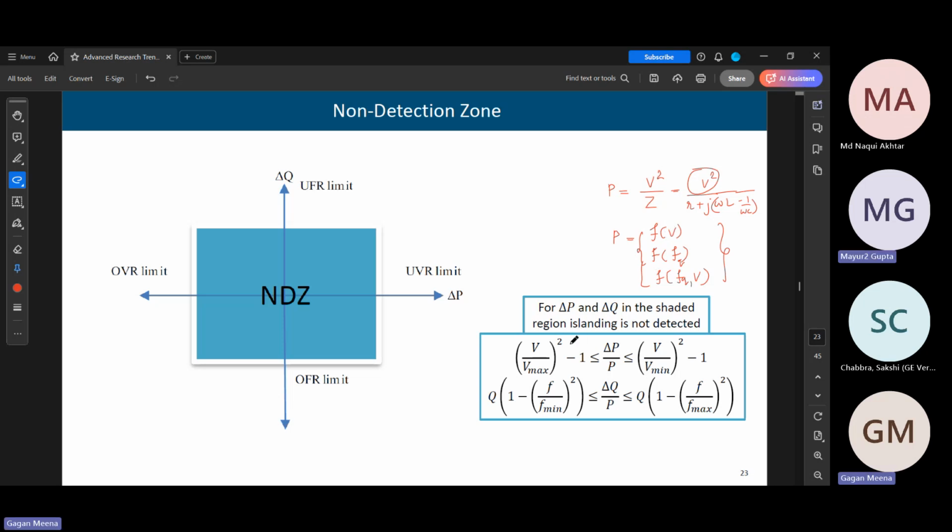Is this part of the IEEE 1547 standard, or is it in a book, or NDZ? Is there a standard referred for this, or is it part of any book? If you can give that reference, that would be helpful for this course. In papers I have seen this. I can refer to IEEE papers, and I will add them to the reference list. I have the IEEE papers and will give you the reference.